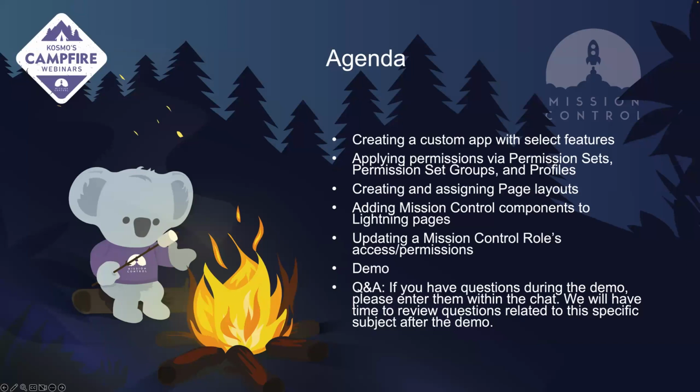And then we'll go on to talking about how you can add mission control components to the Lightning pages. So that's the home page, that's the record page, the app page, and so on. Then we'll also talk about how you can update mission control roles and permissions. Outside of the permissions that are found on the permission sets, there's also mission control role record permissions on the role record. So we'll talk about how some of those factor in when you're making updates to those settings.